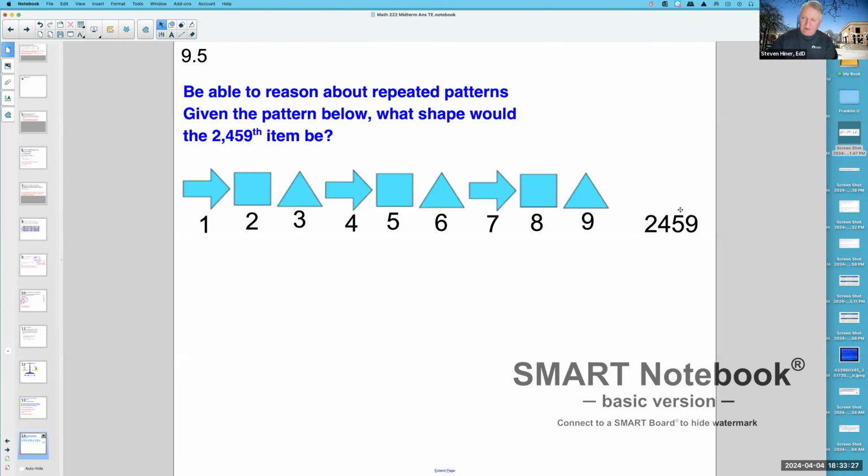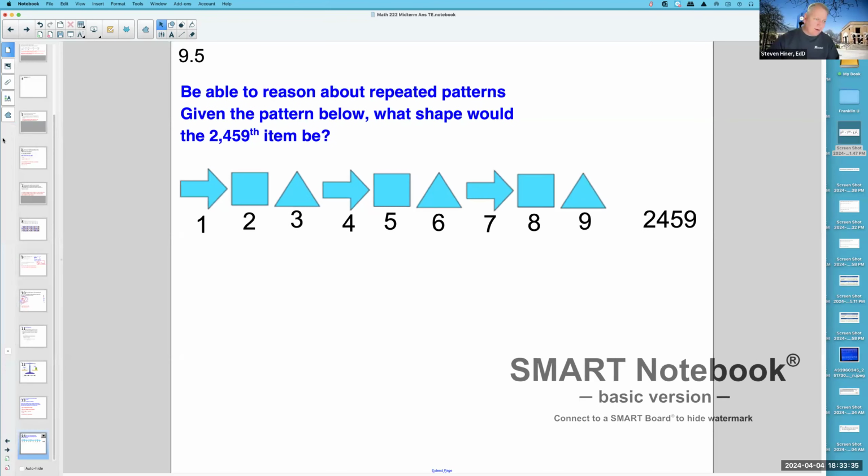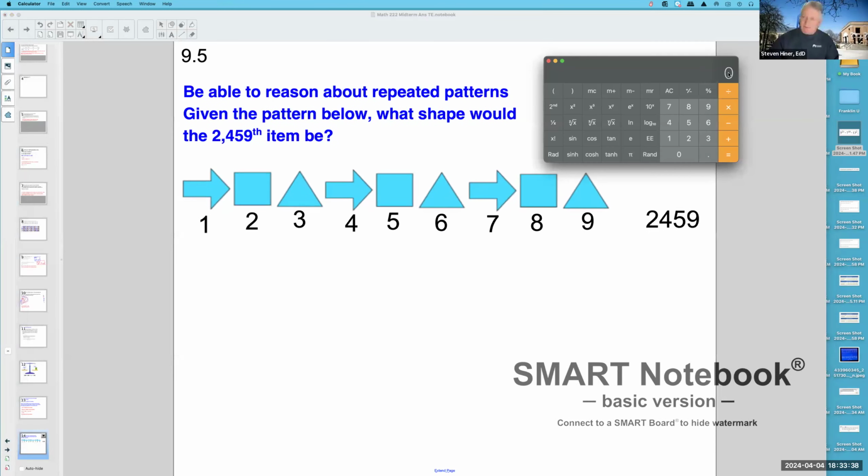Okay. What shape would be above that? Well, we don't want to actually do that. That's way too much work. So here's the steps. Take my number, 2459, and divide this into groups of 3. I have 819 times that I go through this cycle, plus some parts, right? Well, let's look at what 819 times 3 is. That gets me to 2457.